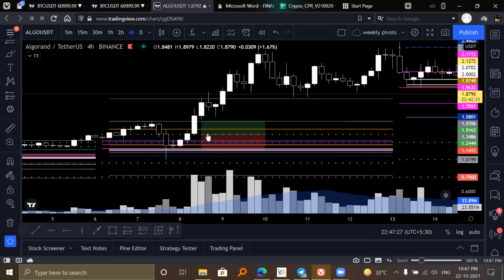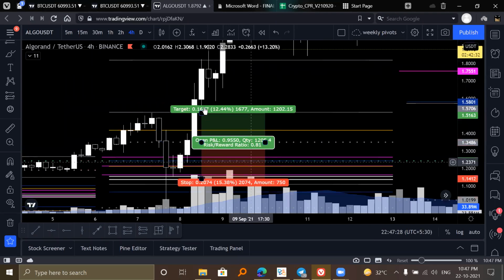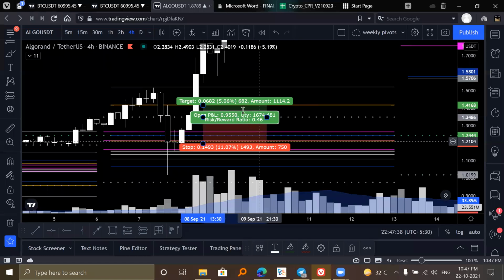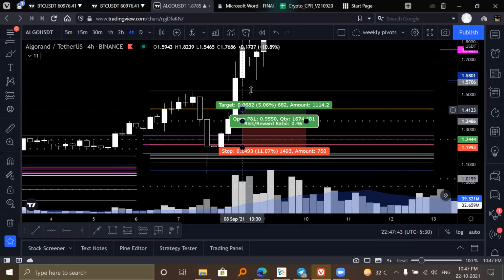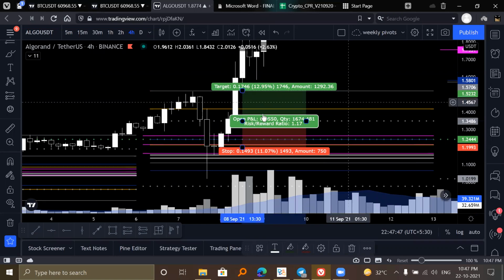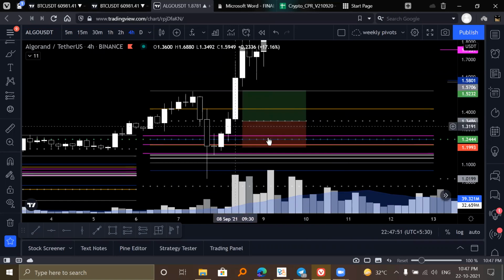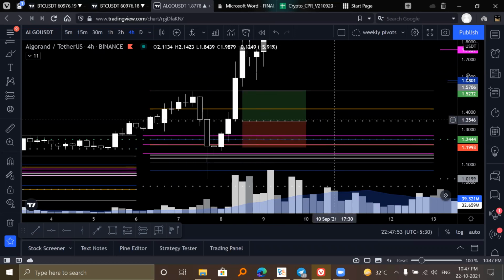H4 level, and then the risk reward will be bad. Yeah, the risk reward will be bad. See, 11% risk and 5% reward. So if I extend it to the H5 level, then the risk reward is almost 1-to-1: 12% return and 11% risk.